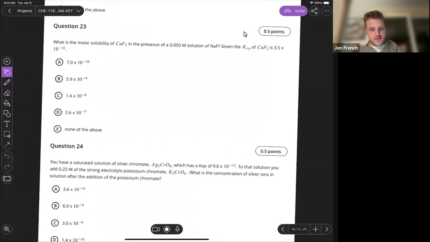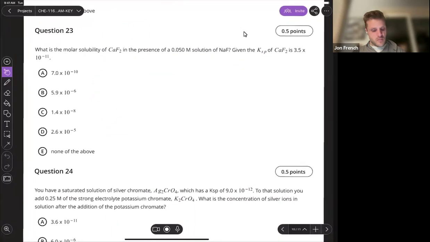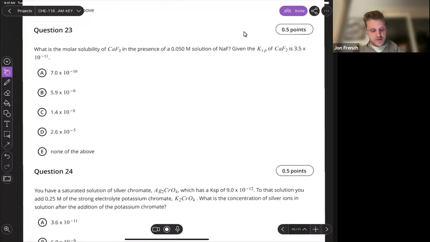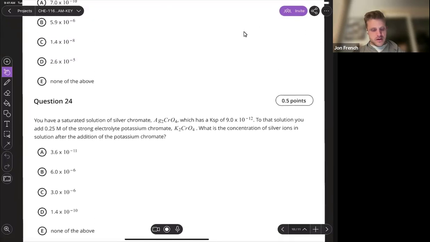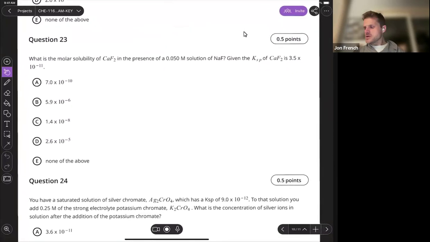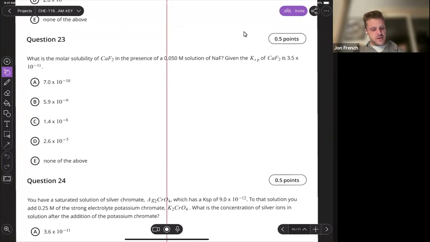All right, question 23. We have a common ion. Question 24, common ion. And then 25, oh, was the pH one that we did in class. Yeah, we did 24 and 25 in class, actually.